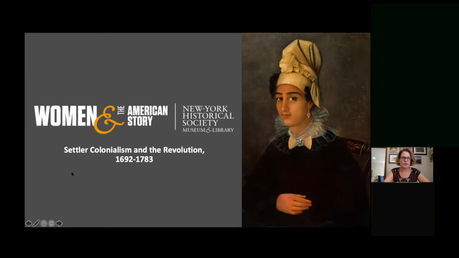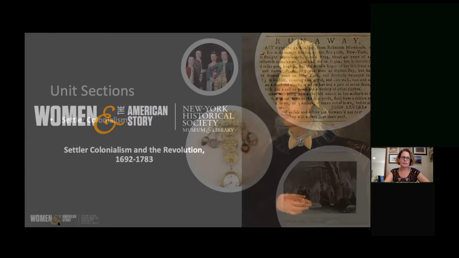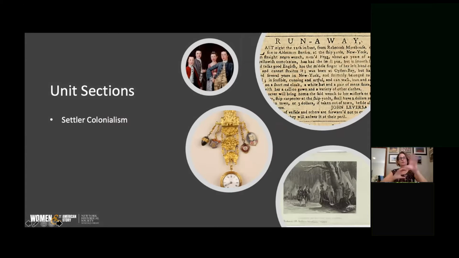Alrighty, so settler colonialism and the revolution, 1692 to 1783, is the second unit in WAMS. It's divided into two sections. Each unit in WAMS is divided into subsections, and in this case, we've divided it into two.